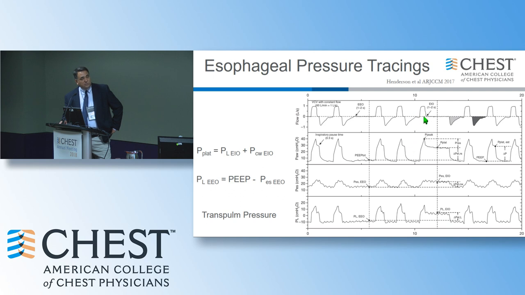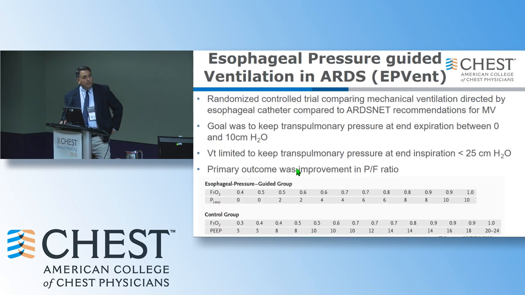And then you can look at it for the inspiratory side, where you put an inspiratory pause and you get your plateau pressure. And you can see here that on the esophageal pressure and then subsequent to transpulmonary pressure is calculated out below. And so this paper, which everyone knows about, the Esophageal Pressure Guided Ventilation ARDS, EPVent, was published in 2008. So this is a randomized controlled trial that compared mechanical ventilation directed by esophageal catheter compared to just the standard ARDSnet, the standard of care now and at that time.